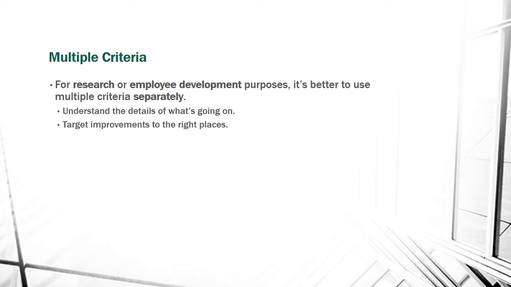We tend to use multiple criteria when we're interested in understanding things. So for research purposes, it's often much better to use multiple criteria because then you can understand how people get to be good at different aspects of the job. In the same way, if we're giving feedback or trying to develop employees, it's often much better to use those multiple criteria. You can give someone a clear picture of what they're doing well, what they need to improve on, and really be sure that you understand the details of what's going on.